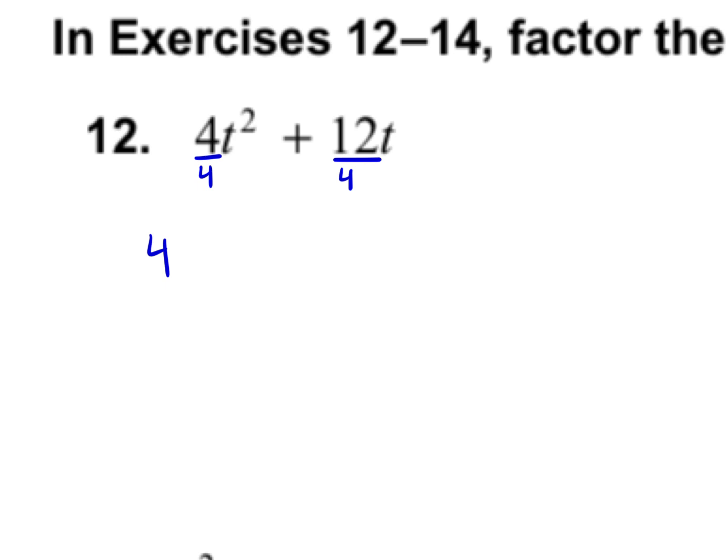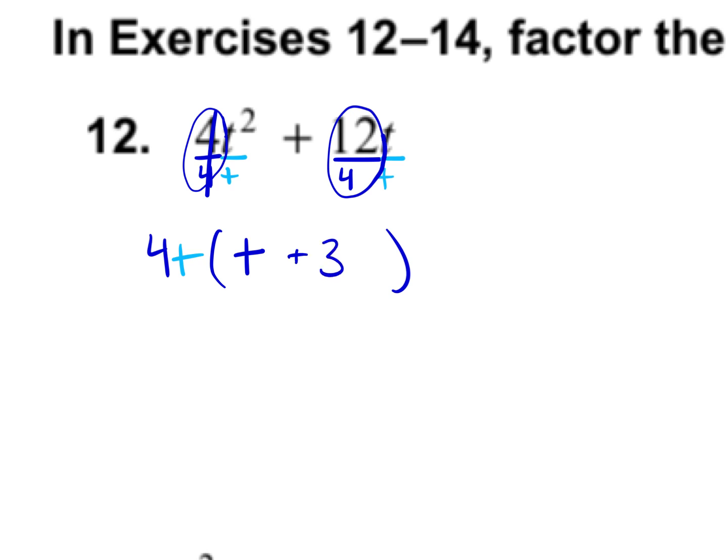Now let's think about the t's too. If we have t to the second power and t, how many t's can we take out? 1 t. Awesome. They both have at least 1 t that we can take out. So I'm going to put a t on the outside too. Now on the inside, what's 4 divided by 4? 1. And if I have 2 t's and I take 1 away, how many do I have left? 1 t. And then what's 12 divided by 4? 3. And if I have 1 t and I take 1 away, how many do I have left? None. So our answer would be 4t times t plus 3.